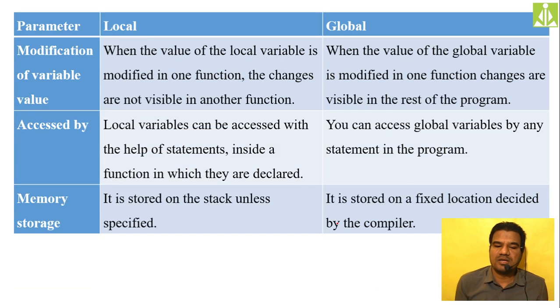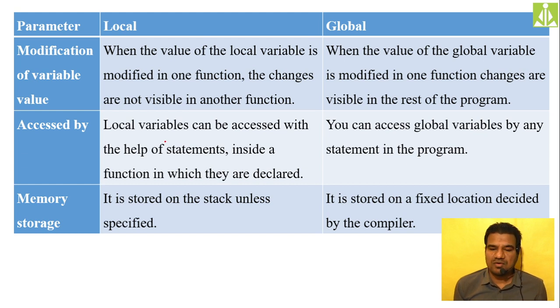There are a few other parameters, like modification of variable value. If you see, when the value of a local variable is modified in one function, the changes are not visible in another function. If you are modifying the contents of a local variable, even when the local variables are inaccessible outside of that function, how can you expect the value to be accessed? If the variables are inaccessible, simply the value will also become inaccessible. That means whatever changes you are doing to the local variables, you cannot see in another function.